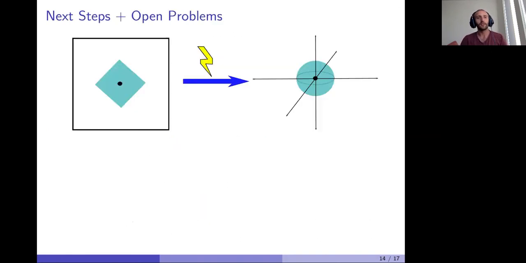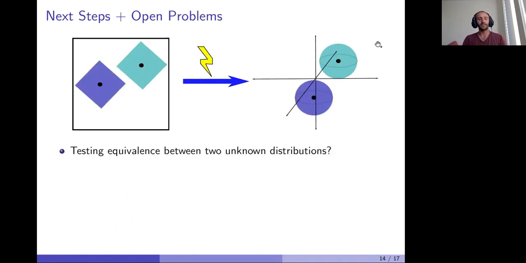So I want to conclude with some next steps and open problems. And all the open problems that I mentioned here will be that of solidifying this connection between general distributions and product distributions. So what can we say about the mean vectors of general distributions after random restriction? So perhaps the most natural question is to understand what happens for two unknown distributions, or what's the complexity of testing equivalence between two unknown distributions.